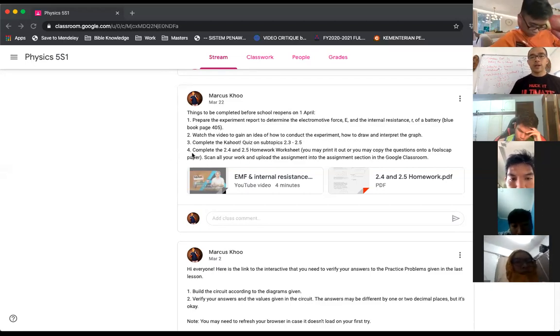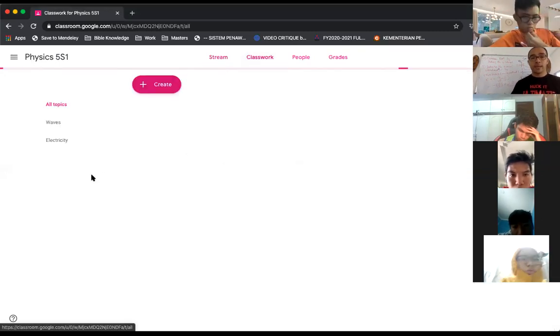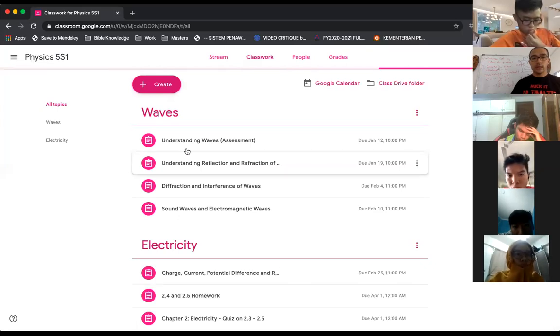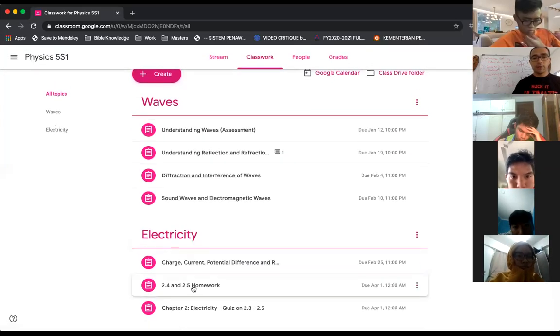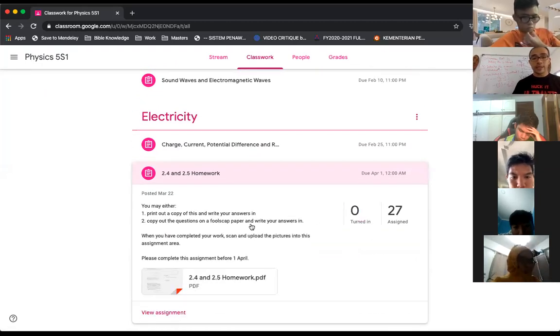Then this fourth one is the important one. Complete the 2.4 and 2.5 homework, which I've already posted here. You can either print it out, or you can copy the question on post-it paper, but I only want to see your work, all your solutions. I want you to scan it or take a photo of it and upload the assignment into this section. Sorry, electricity here, 2.4 and 2.5 homework. So you will need to attach stuff.